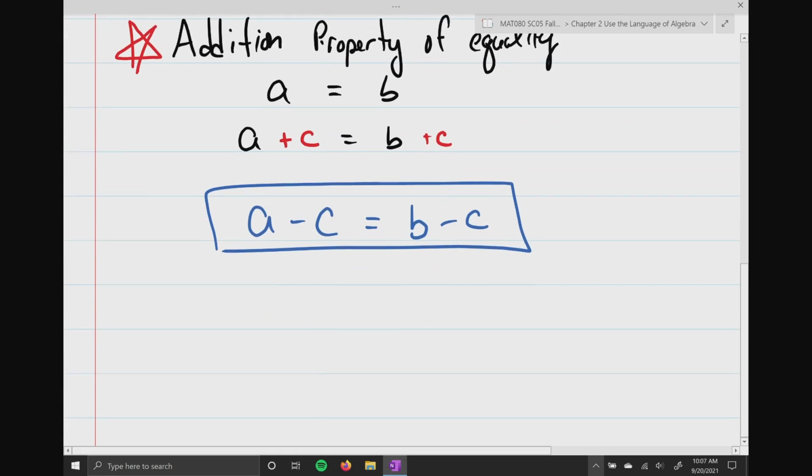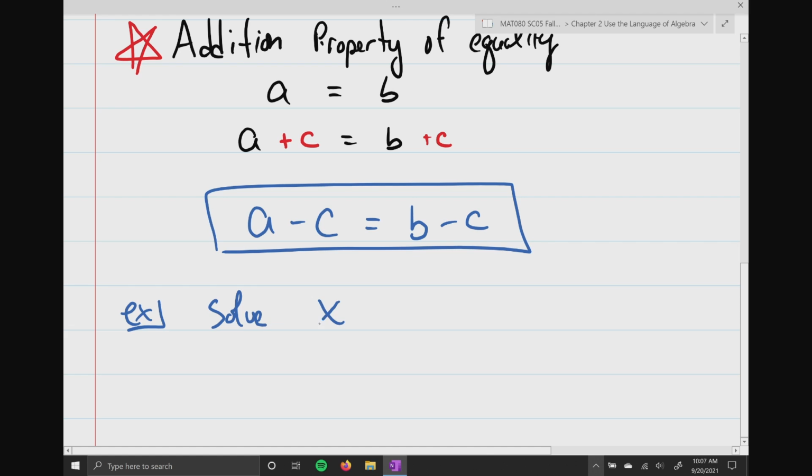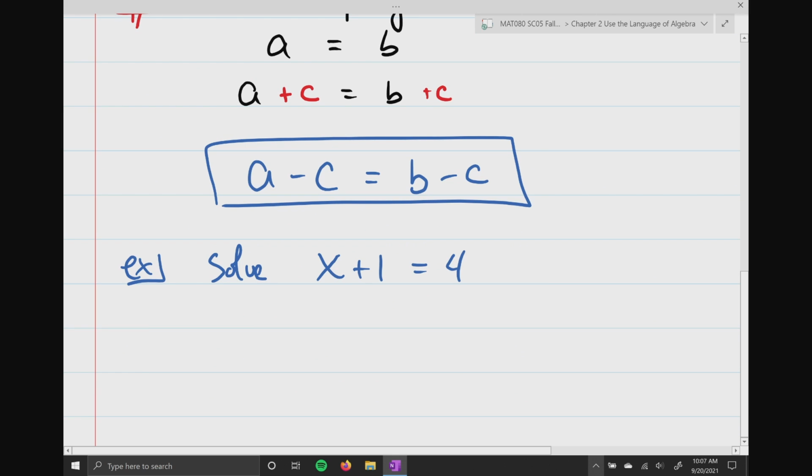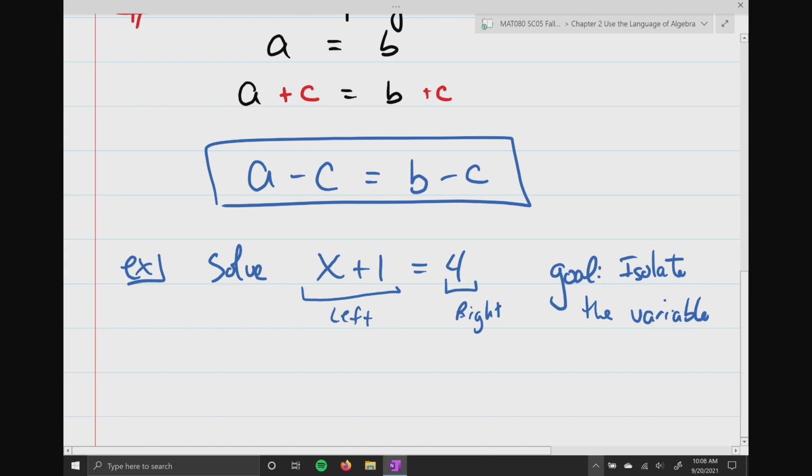Well, I'll just redo the example. Was it x plus 1? Yeah. We're going to solve x plus 1 equals 4. Our goal, whenever we solve, doesn't matter what type of equation, is to isolate the variable. Now, the equal sign separates. We have a left side of the equation. We have a right side of the equation. My variable's on the left, therefore that's the side I'm going to work with. I need to isolate that.